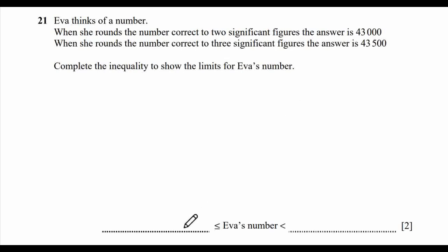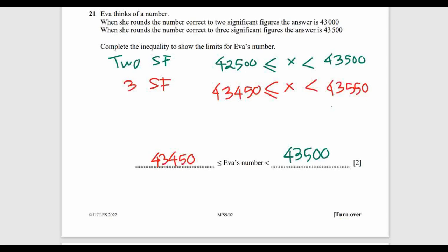10 seconds. 10, 9, 8, 7, 6, 5, 4, 3, 2, 1. Alright, let's check out the answer. So here's the answer for question 21. It's between 43,450 and 43,500. So the first step is when she rounds the number correct to 2 significant figures, the answer is 43,000. So how should we do that?